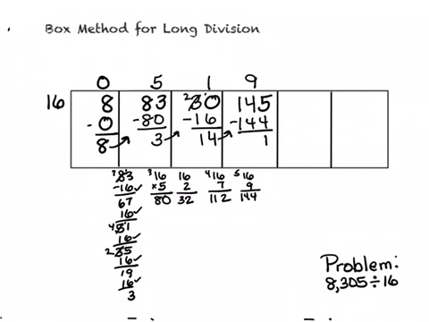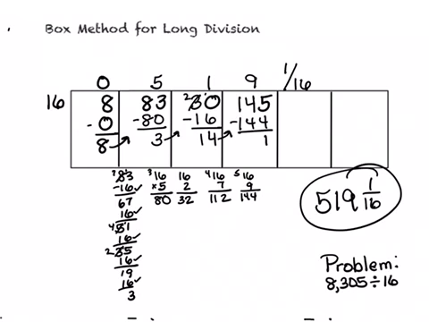And there's no other box to carry to. So that tells me that I have 1 out of 16 left over. So my answer to this problem is 519 with 1 out of 16 left over. And that's the box method with a 1-digit divisor and a 2-digit divisor.